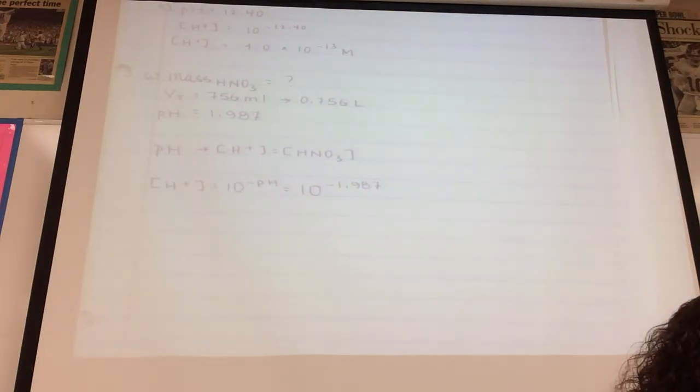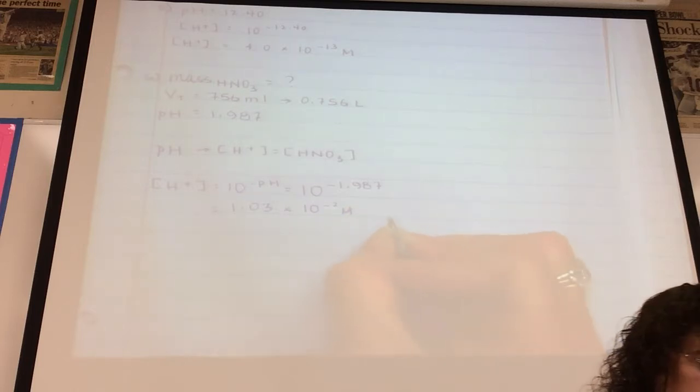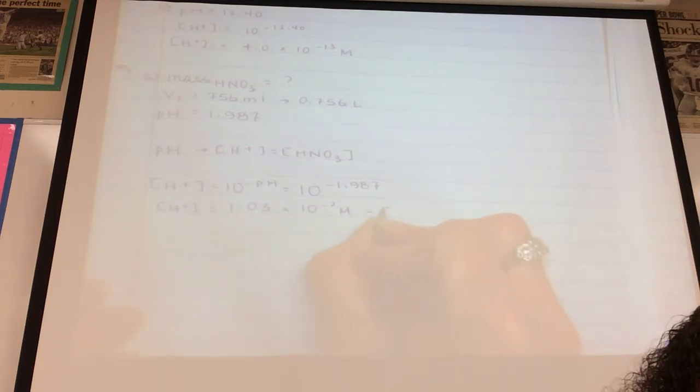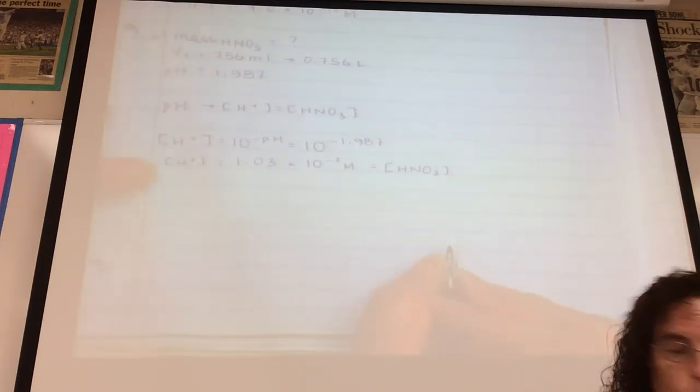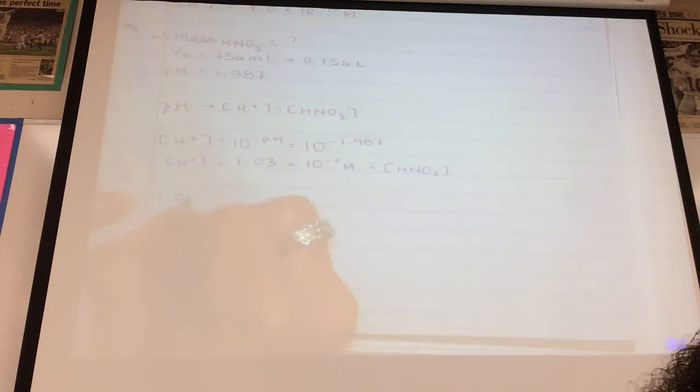So we have 10 to the negative 1.987. And that's going to be 1.03 times 10 to the negative 2 molar. And why is that equal to the concentration of nitric acid? It's a strong acid. Strong acid ionizes completely, one ionizable proton. Okay, if I have 1.03 times 10 to the negative 2 molar, that's moles per liter.